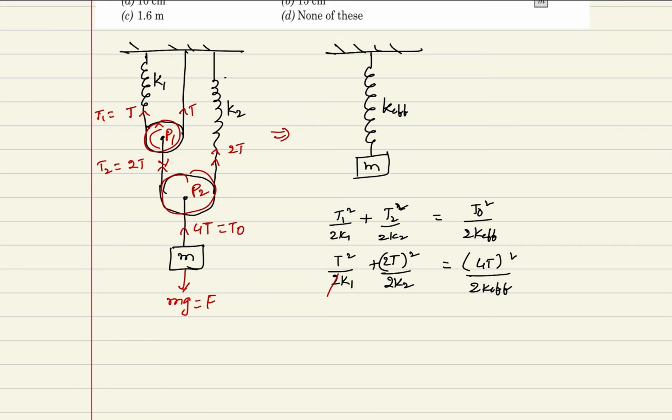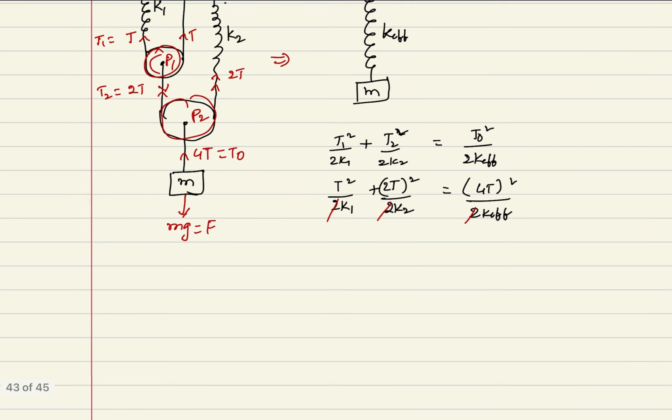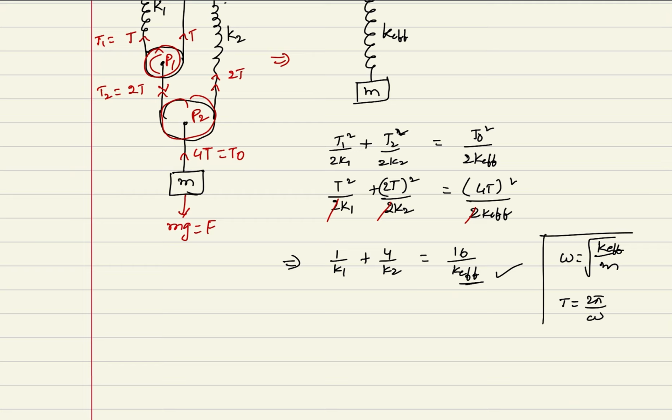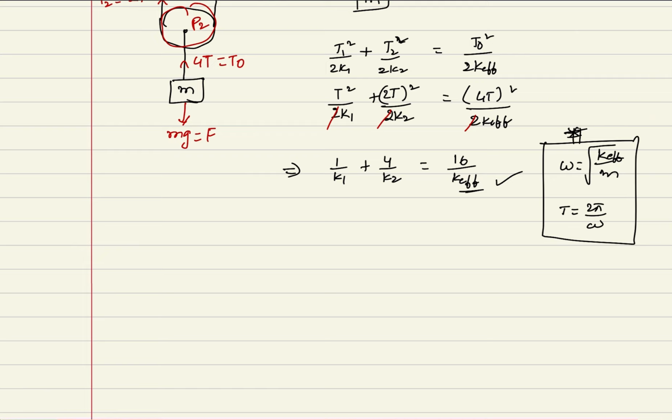We can see everywhere the 2 term is there, so we can cancel the 2 term, and everywhere the T term is also there, so the T term also gets cancelled. Then we can write 1 by K1 plus 4 by K2 is equal to 16 divided by K effective. In any problem, if they ask you to calculate the angular frequency, you can write omega is equal to root over K effective divided by M. If they ask you to calculate the time period of oscillations, we can use T is equal to 2 pi by omega. If it is asked in the oscillation chapter, you can see this.